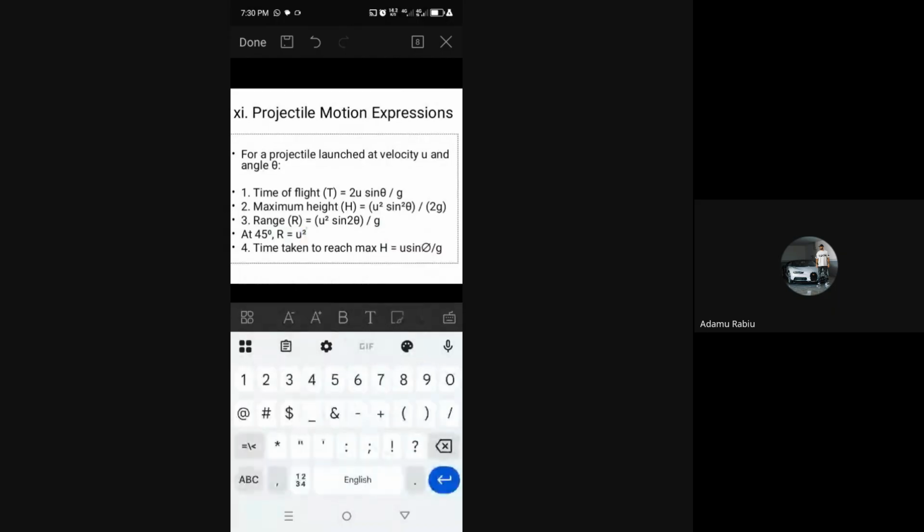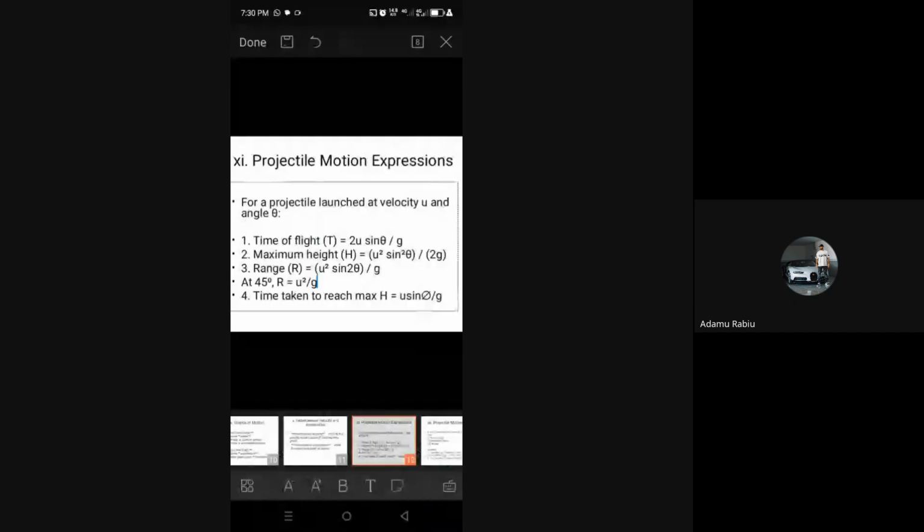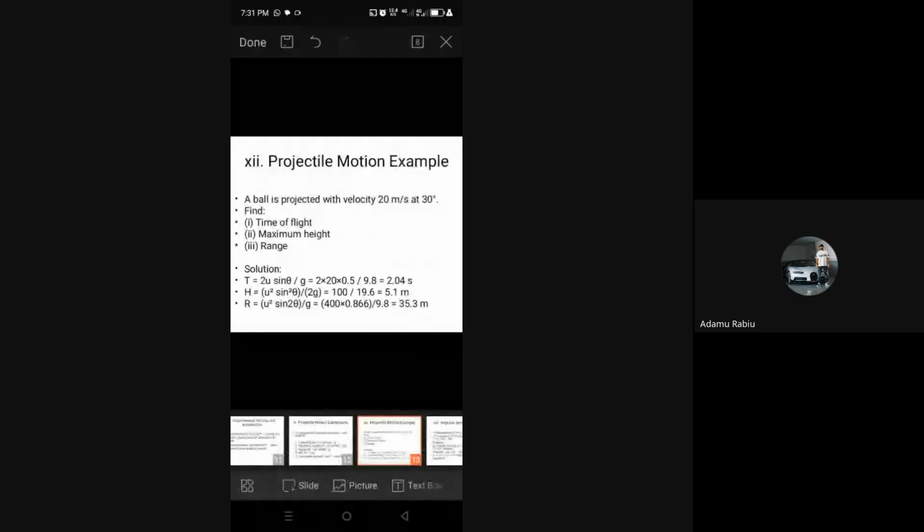Why? Because if theta is 45, 2 times 45 will give you 90, and sine 90 is 1. So the angle will have no effect anymore on the range. So at 45 degrees, range is maximum. Don't forget, the formula will just be u square over g. Don't forget that also.